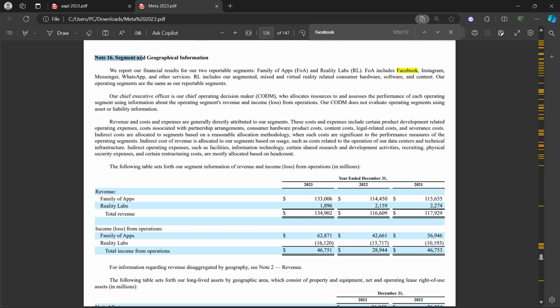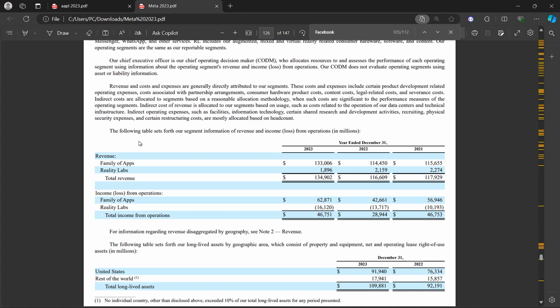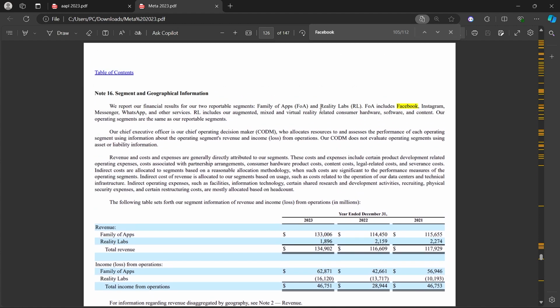This is the notes section of the financial statements, and this is where you can find revenue has been split further. Revenue, family of apps. This family of apps has been described here. Family of apps includes Facebook, Instagram, Messenger, WhatsApp, and other services. Then Reality Labs. Reality Labs includes our augmented, mixed, and virtual reality related consumer hardware, software, and content.